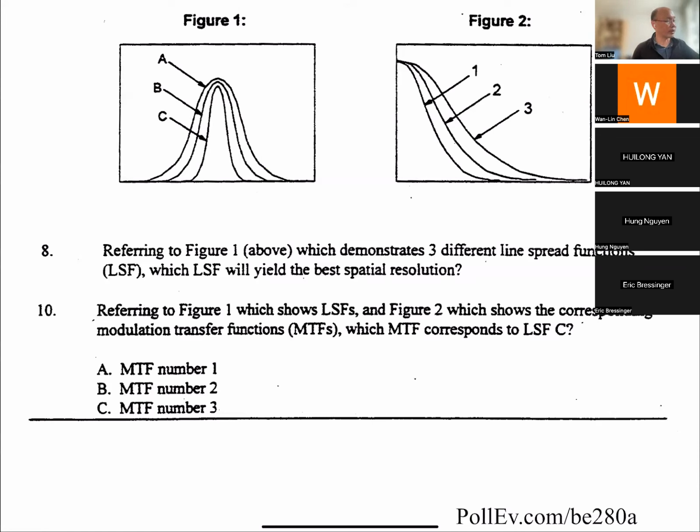Okay, it's a simple question, but just to check, let me relaunch the poll. Okay, so there's A, B, and C. It's referring to figure one here. So which of these has the best spatial resolution? A, B, or C?